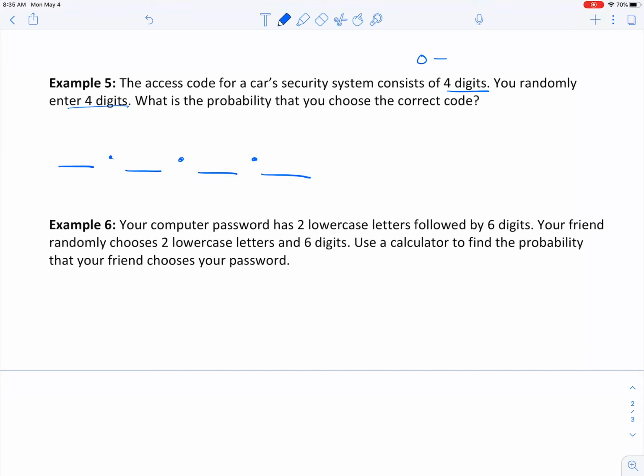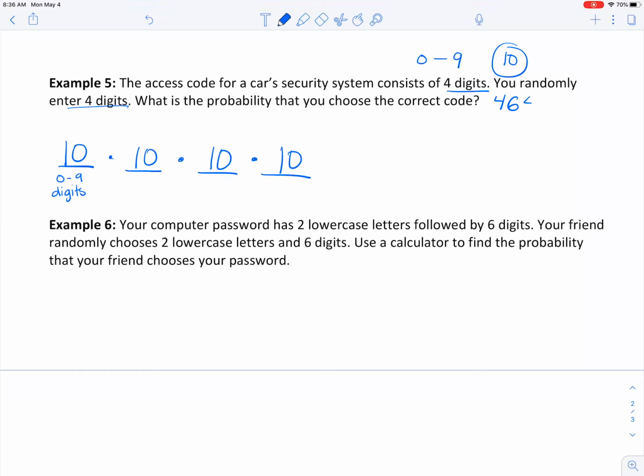Now, 4 digits, if you think about this, you've got numbers 0, 1, 2, 3, 4, 5, all the way up to 9. That means if I were to count 0, 1, 2, 3, 4, 5, 6, 7, 8, 9, there are 10 numbers to choose from between 0 and 9. So there are 10 choices for the first number. There's going to be 10 choices for the second number, 10 for the third, and 10 for the fourth.